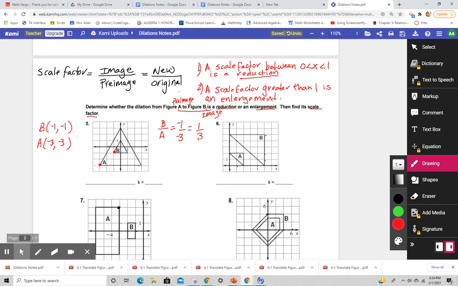Since the scale factor is less than 1, between 0 and 1, let's put the scale factor here. K is 1/3. K represents the scale factor. This is a reduction.